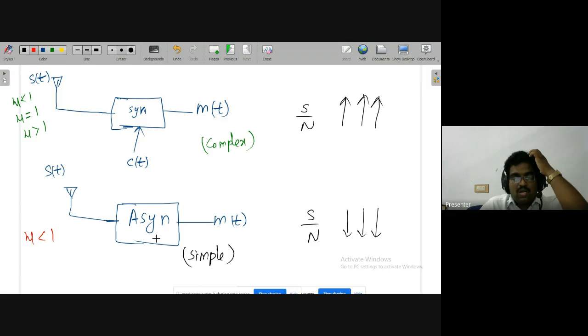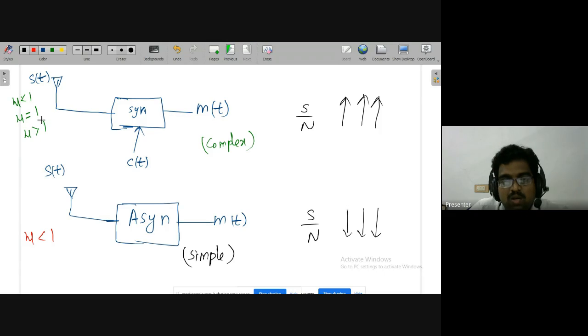Okay, see, whenever you want to recover back your original message signal, the problem is with the modulation index also. Okay, see, if your modulation index is less than 1, you can use any system, either synchronous or asynchronous. Again, you'll get a different signal to noise ratio. But if your mu is equal to 1 or greater than 1, you cannot use asynchronous system. Only way is, you have to use synchronous. There is no other way to go.